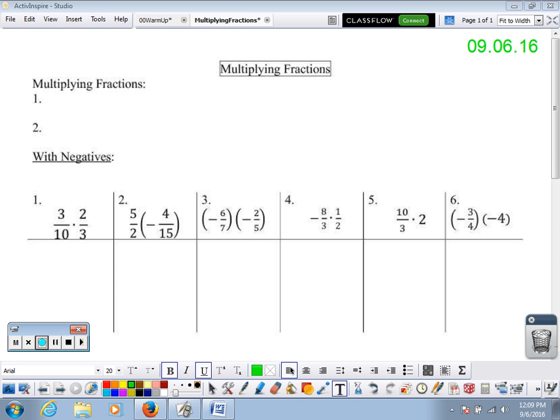Okay, so we're going to take a look today, guys, at multiplying fractions. So what I need us to do right away, put the date in the top right corner. Today's September 6th. Please put that date in the top right corner.